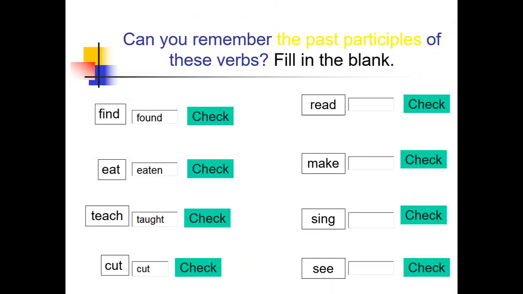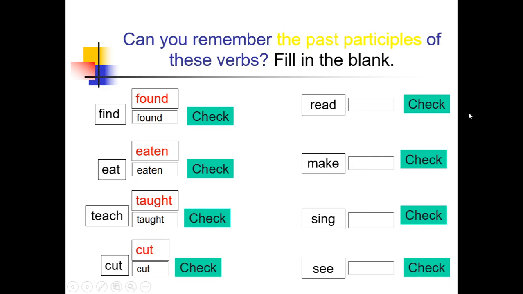Now, can you remember the past participles of these verbs? Let's now try to fill in these blanks. This is the infinitive, find, and its past participle is, as you see, found. Eat is an infinitive or the base form of the verb. Its past participle is eaten, as you say. Teach becomes taught. Cut has got the same form, even in infinitive or in past participle. Read, it's got the same form.